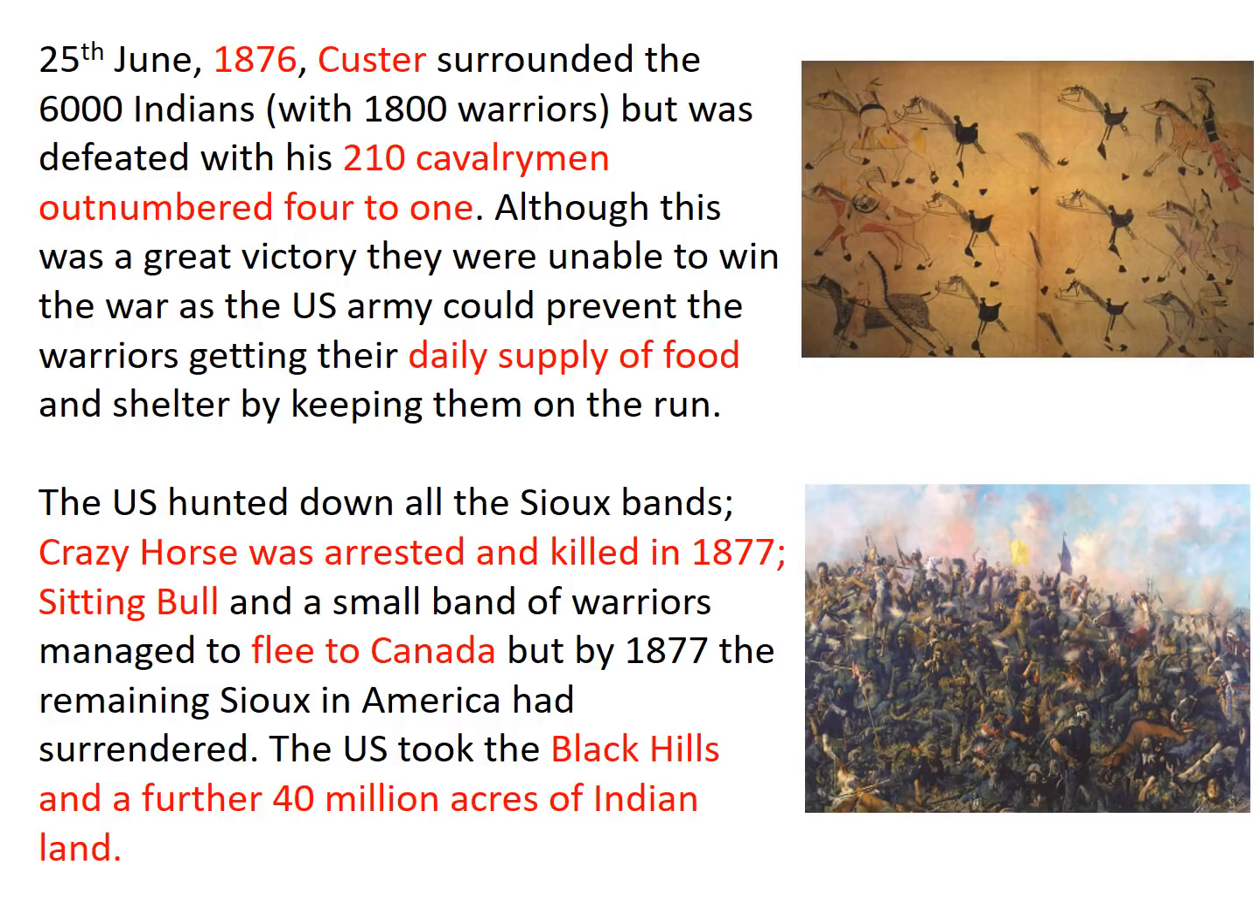The US hunt down all the Sioux bands. Crazy Horse is arrested and killed in 1877. Sitting Bull flees to Canada with a small band of warriors, but the remaining Sioux in America have to surrender. The US take the Black Hills of Dakota and a further 40 million acres of Indian land. They'd won a battle, but they were clearly losing the war.